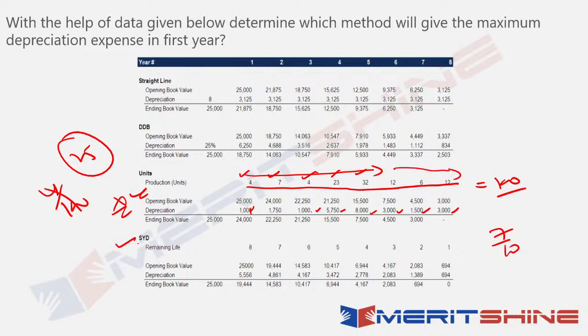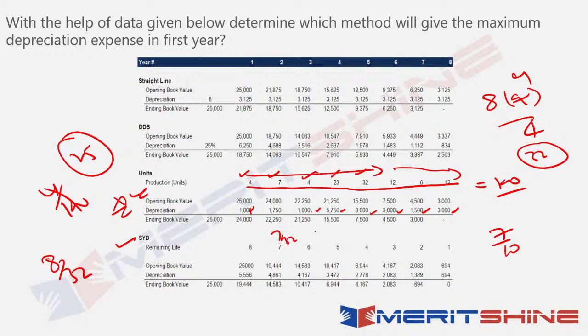Finally, this is very interesting: sum of years of the digits. What is this? 8. What is the sum of all the 8 digits? 8 into 9 by 2, right? So 1 plus 2 plus 3 plus 4 plus 5 plus 6 plus 7 plus 8 will give you what? 8 into 4, which is 32. So the first year, what you will do is 8 by 32. The next year will be 7 by 32. Next will be 6 by 32. Next 5 by 32, 4 by 32. And that is how you will get your numbers. Is this clear? And that's how the depreciation is calculated.